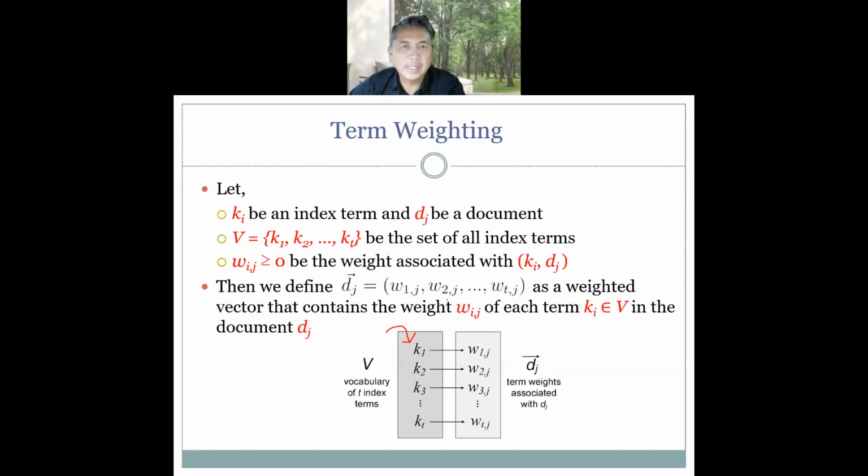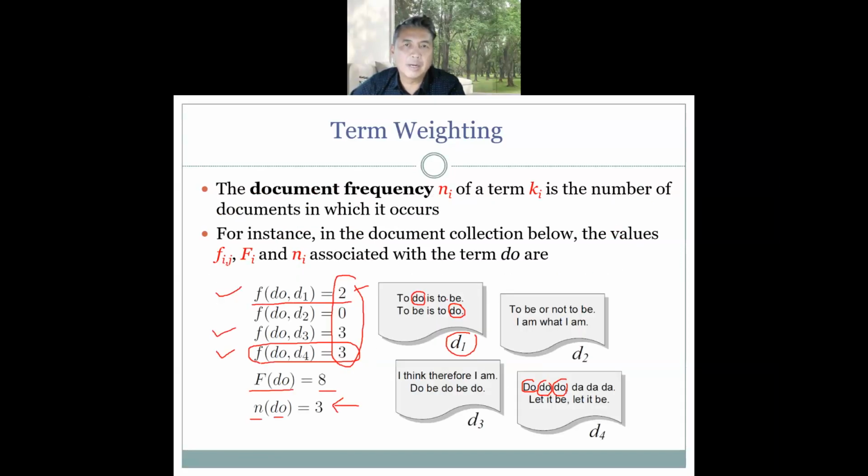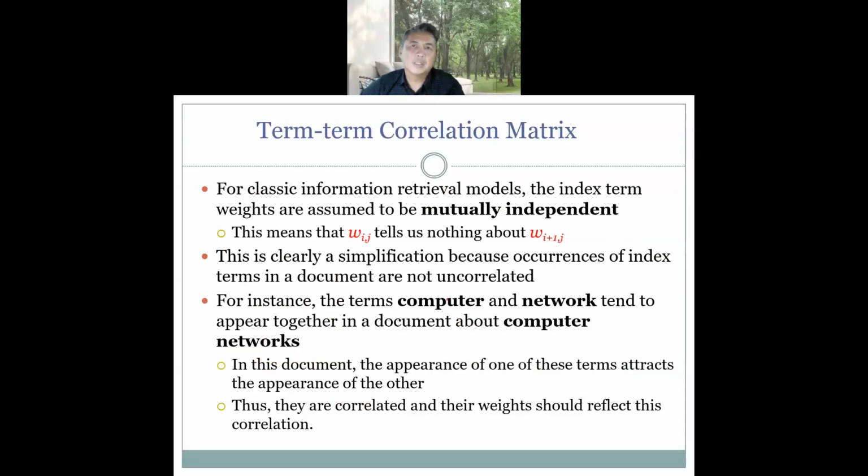For that reason, we have what we call term-term correlation. The term-term correlation will find two terms that always come together in the same document. For example, the terms "computer" and "network" tend to appear together in a document about computer networks. We also have software engineering, computer science, and so on. So how do we capture this? How do we find two terms that always come together in a document? We use the term-term correlation matrix.